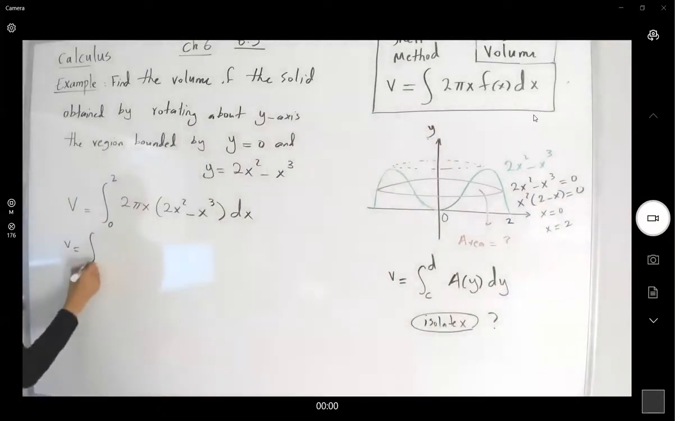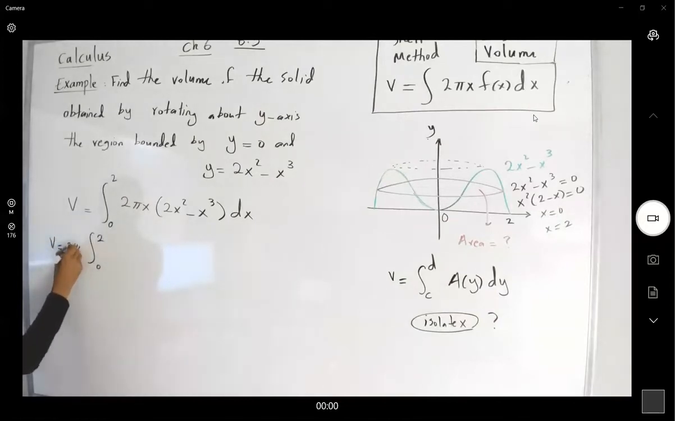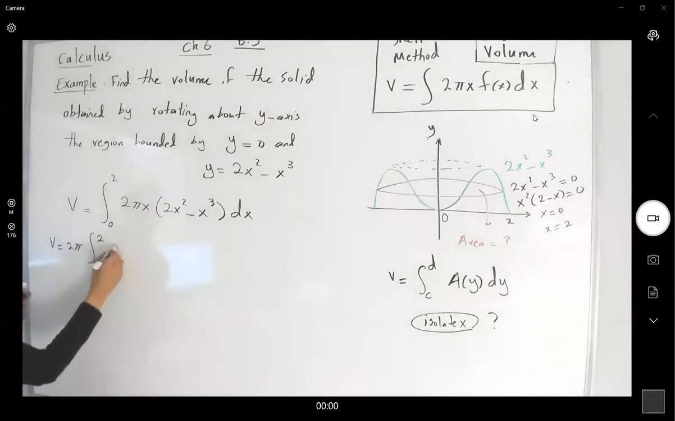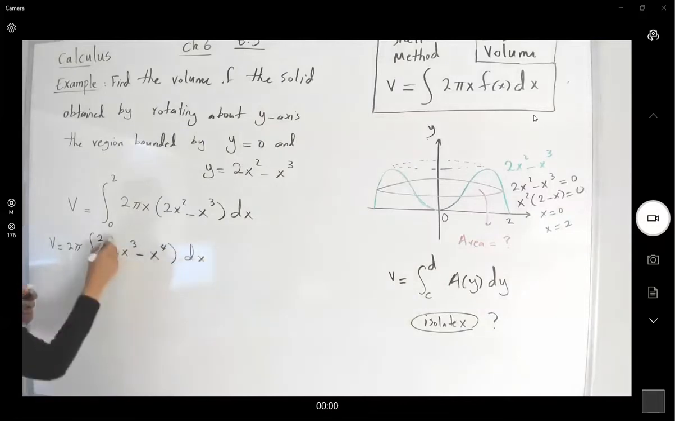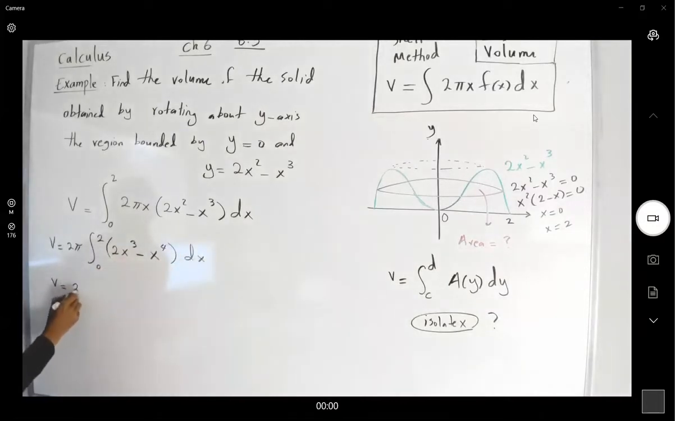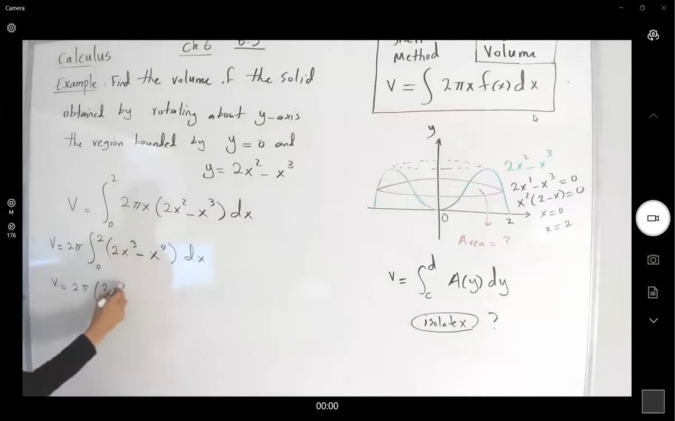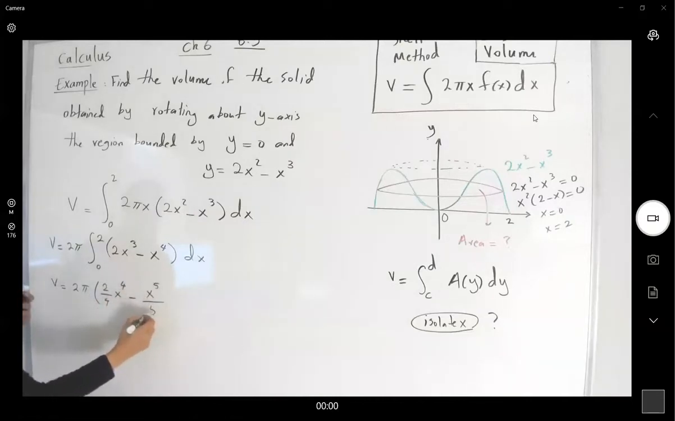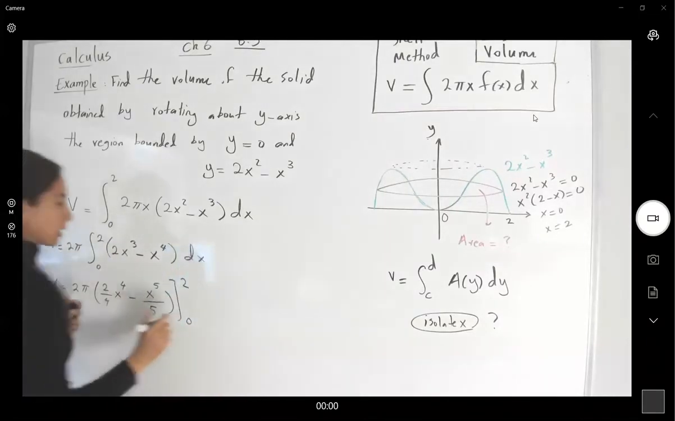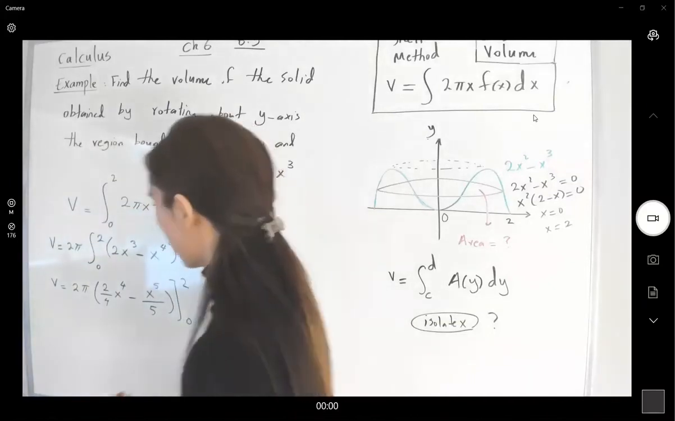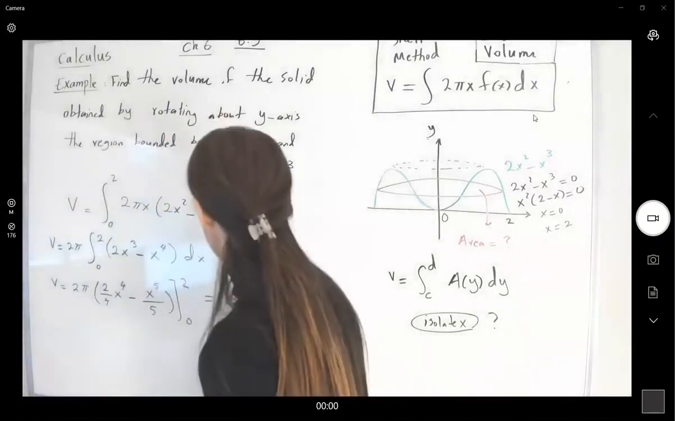So the volume is equal to the integral from 0 to 2 of 2 pi x. You can just write 2 pi outside the integral and distribute x here. You get 2x cubed minus x to the 4 dx. So the volume is 2 pi times 2 over 4 x to the 4th minus x to the 5th divided by 5, with x bounded between 0 and 2. Again, I'm not worried about 0, I'm just plugging in 2. And if you simplify this, you get 16 pi over 5.